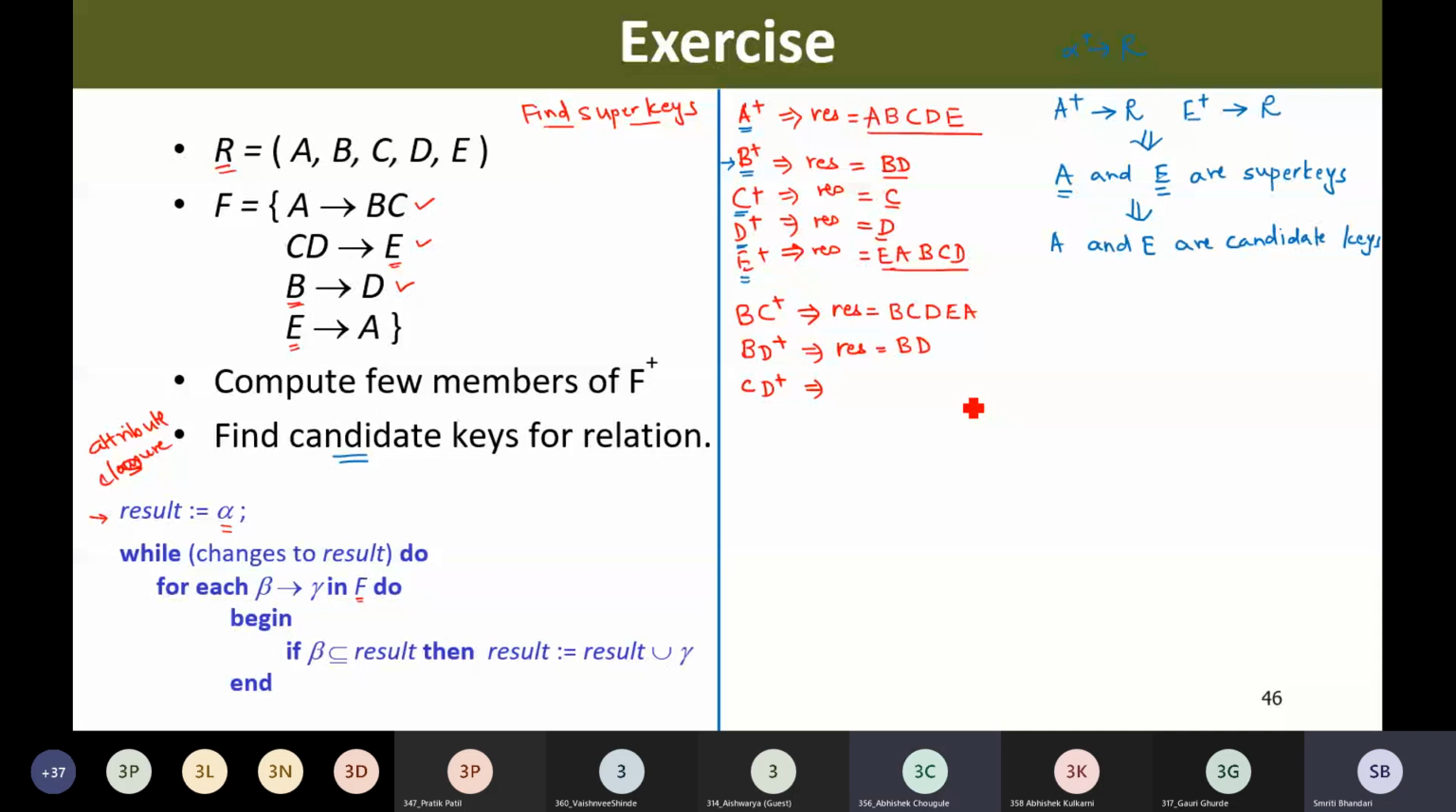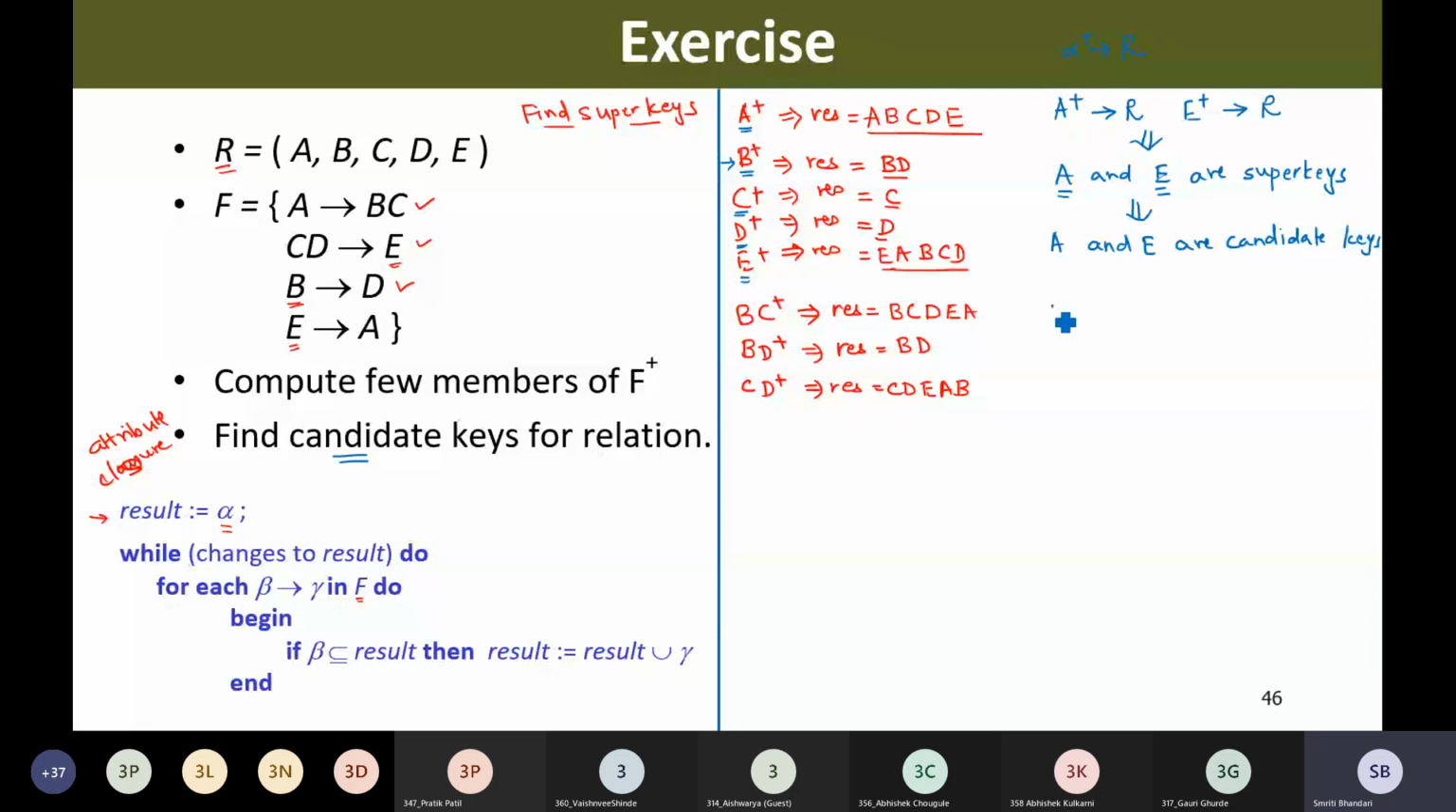What is CD plus? CDEAB. Correct. So now we have computed BC plus and CD plus, right? Which also include all the attributes. So what we can infer out of that?